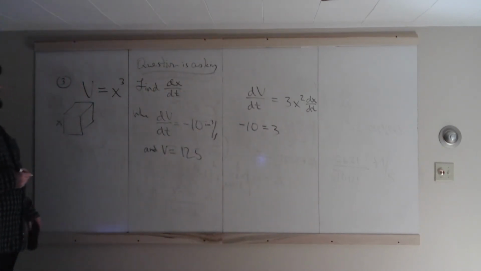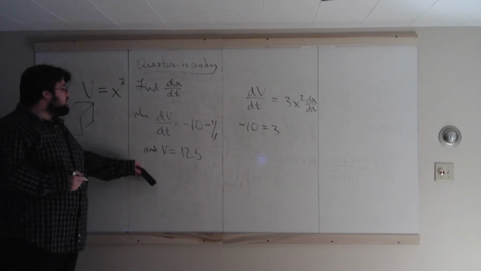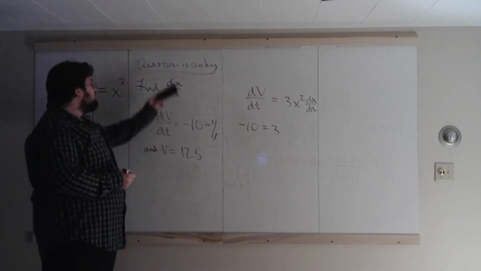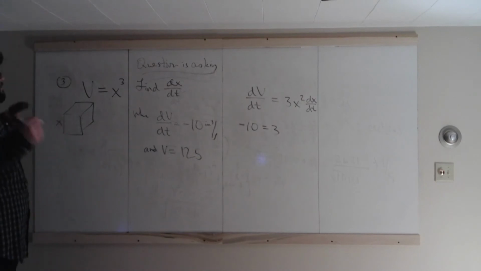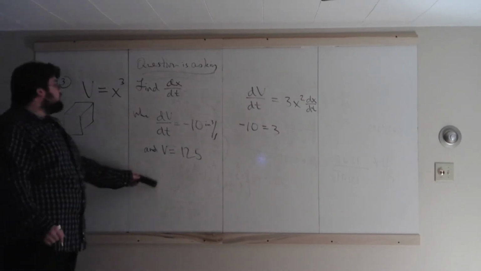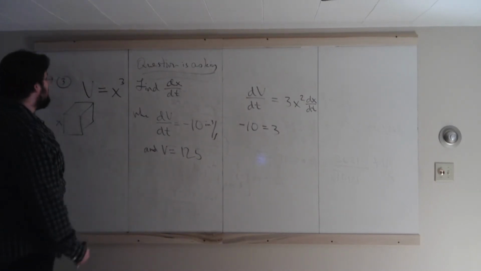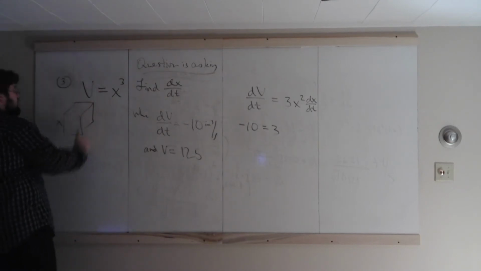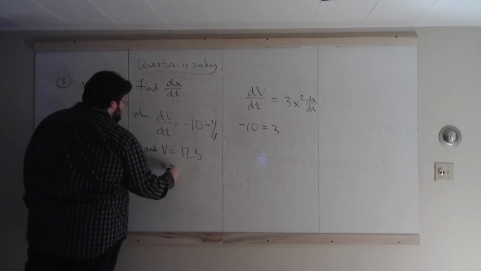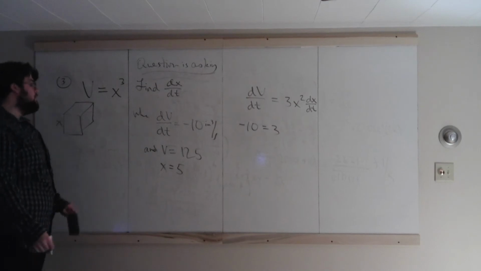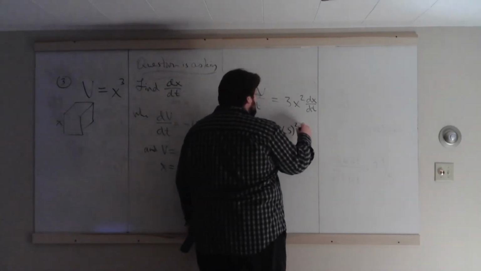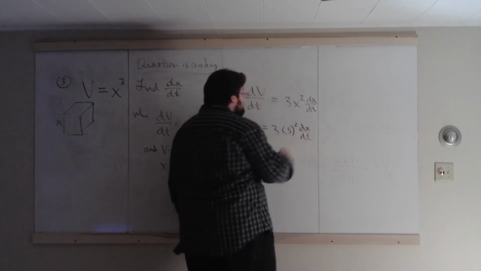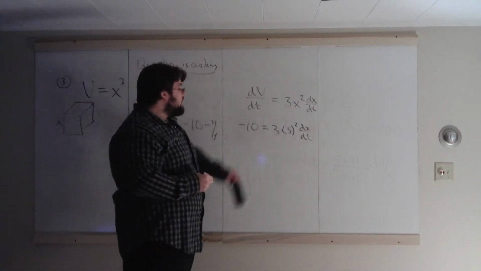What is x? I don't see any x's on this board. Well, I guess I see one x. I don't see x isolated on this board. I see V isolated. We can use that to find x. The cube root of 125 is 5. So x equals 5. dx/dt. Solve for dx/dt. Divide by, what is that, 75?